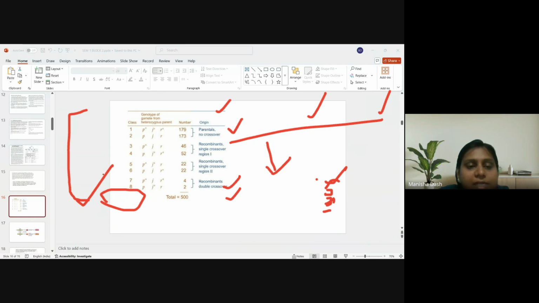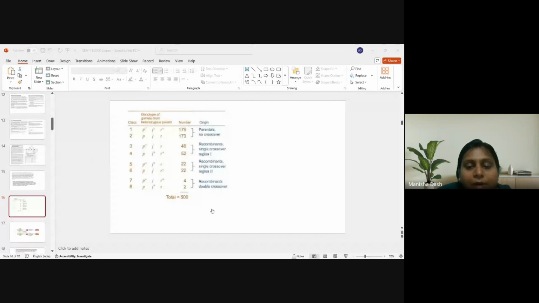So here also it is clearly mentioned which one is the single crossover product and which one is the double crossover product. So let me tell you the calculation part. If I want to calculate the distance between the genes, how should the genes be arranged? It is like P, J and R. What is the single crossover product between P and J? Here J and R stay as they are, but only the P has been exchanged.